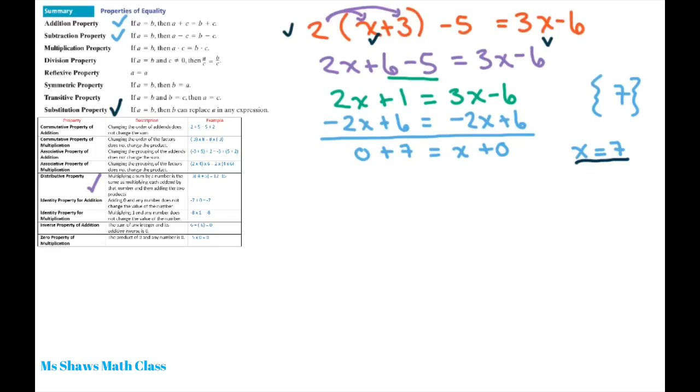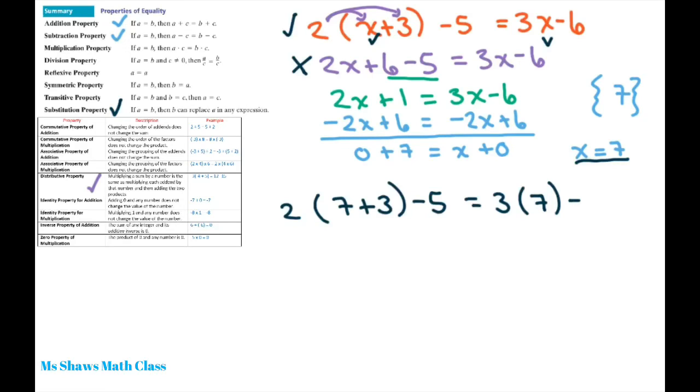So you go back to your original equation. You don't want to go to this one because you might have made a mistake or something. So let's go back to the original and plug in and replace our x with 7. There's another x, so I'm going to replace that x with 7. I'm going to take care of my parentheses here.